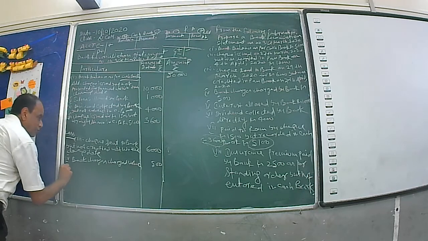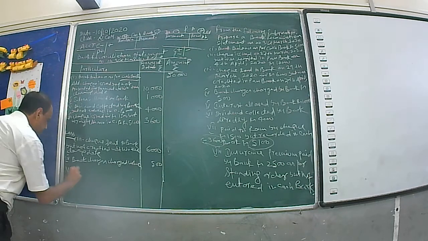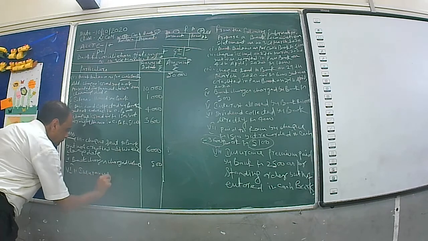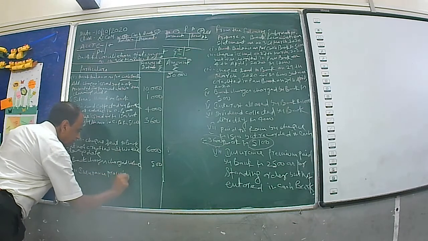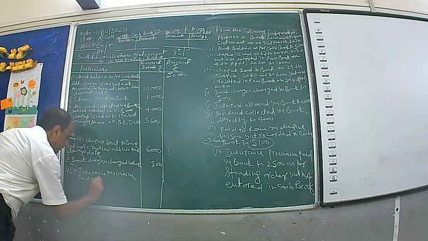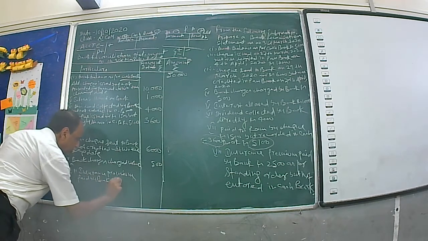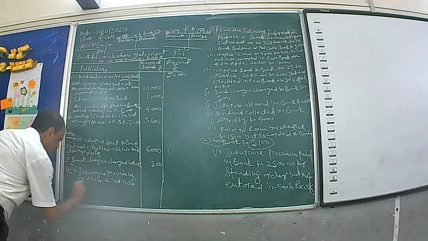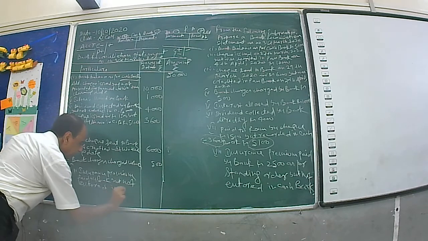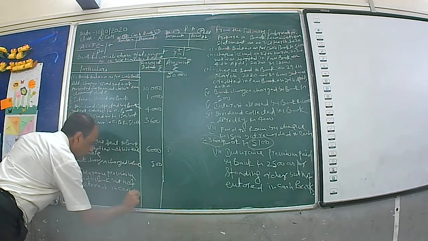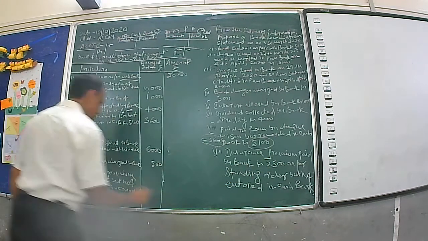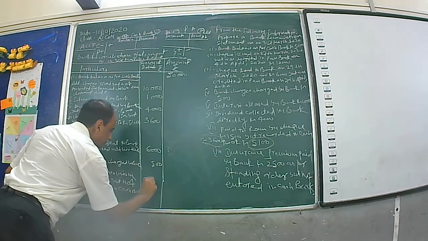Then insurance premium, number 8. Insurance premium paid by bank but not entered in cash book. The amount of premium is 2,500.